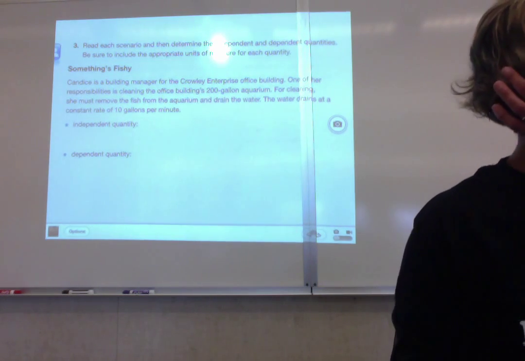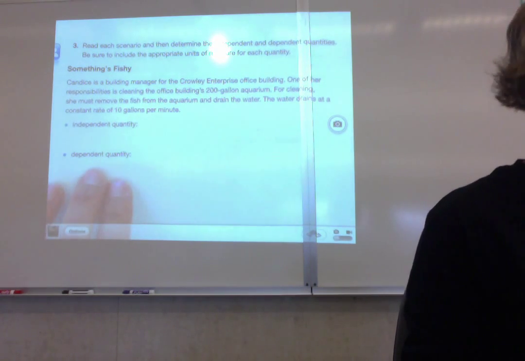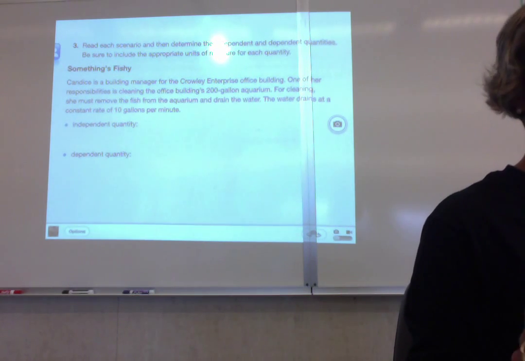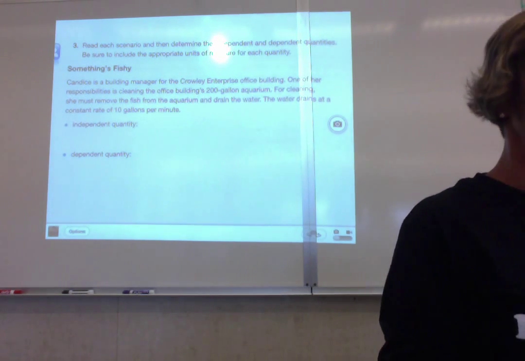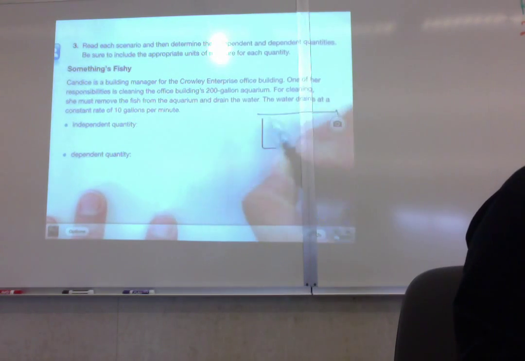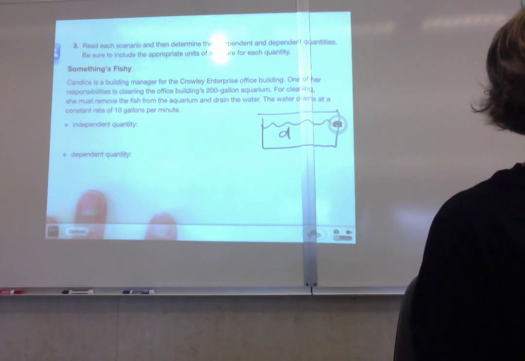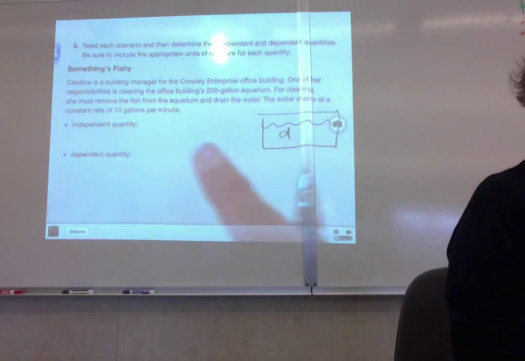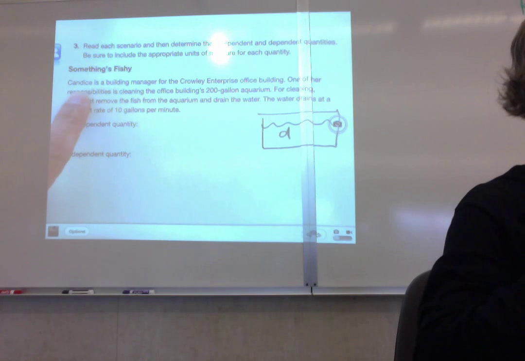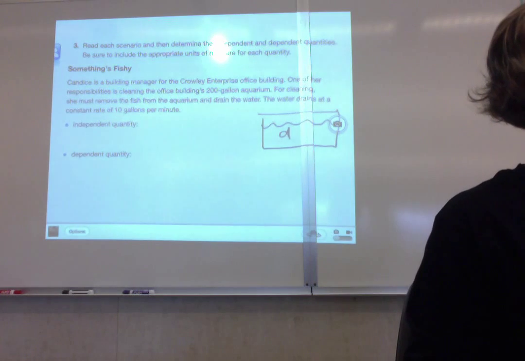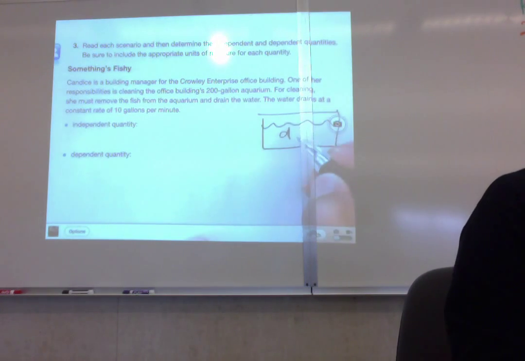All right. Now, independent quantity and dependent quantity. It's a little more complicated situation here. What's happening in the situation? I've got a tank of water and fishies. What are they doing to the tank? Pooping in it. But Candace, what's Candace trying to do? Clean it. But before she can clean it, take out the fish. You gotta take out them fishies.